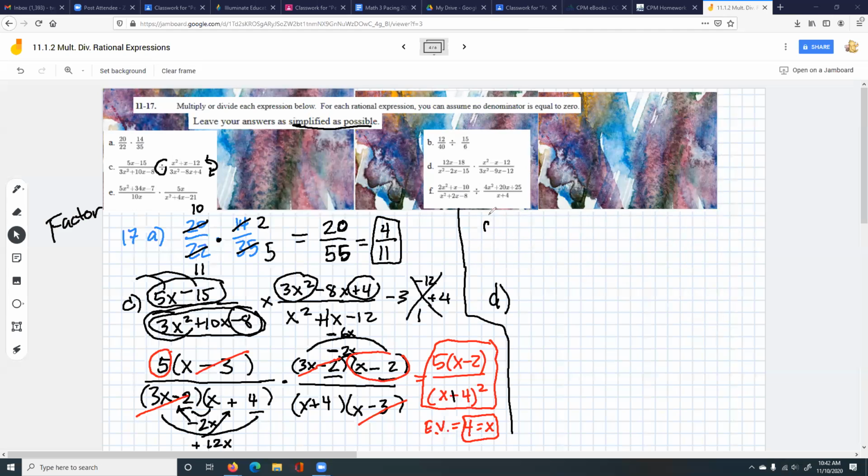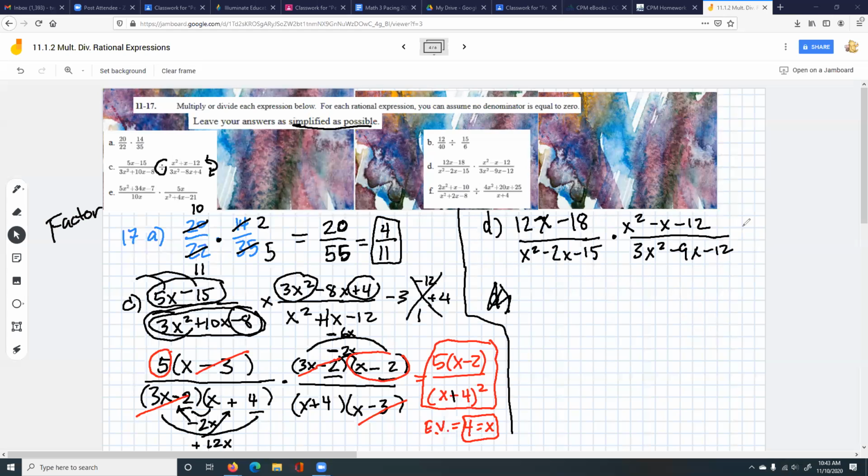I actually paint watercolors and acrylics if I ever have time, which is hardly ever. So let's see. D, put it up here. 12x minus 18 over x squared minus 2x minus 15, times, so I don't have to flip anything over, x squared minus x minus 12 all over 3x squared minus 9x minus 12. Okay, I think this is the last one I'm going to do, guys. You guys can do the last two because they're basically the same as the last two I just did. These are not the same, so we can't cancel them.